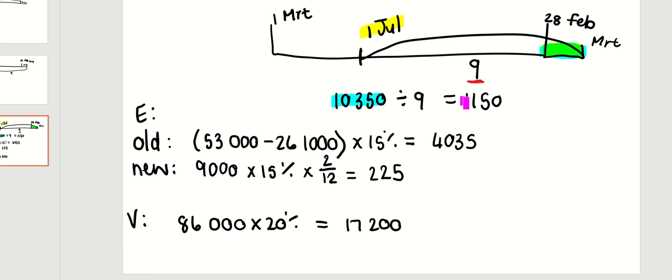And that's how I got to this amount. So that amount there was income received in advance.